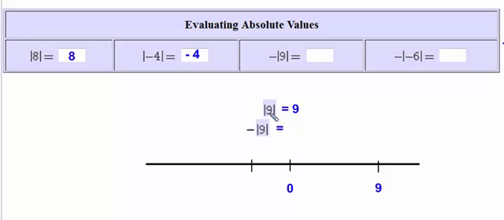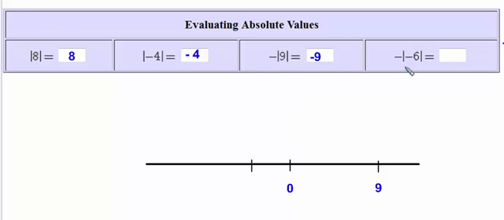So if the absolute value of 9 is 9, what we have is the opposite of that, which would be negative 9. So as a quick summary, the absolute value of 9 was 9, and then we had to take the opposite of that answer, which gave us the opposite of 9, meaning negative 9.